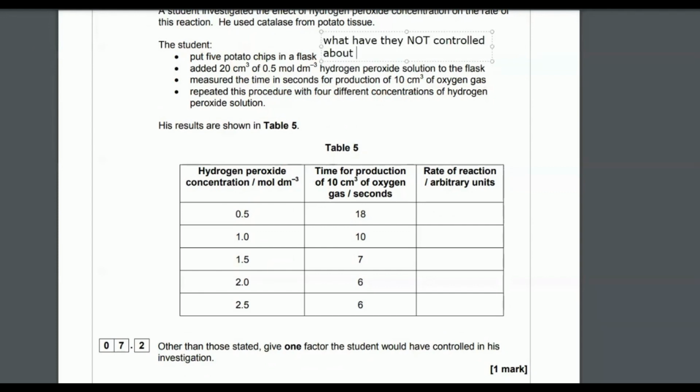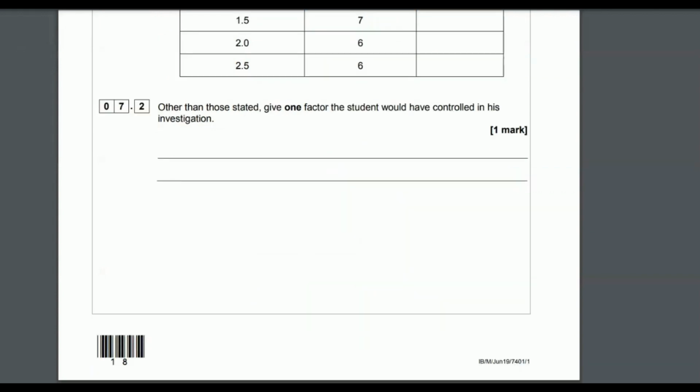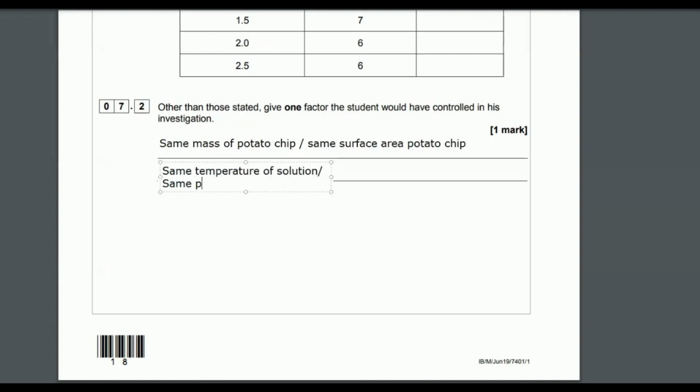Other than the one stated, give one factor the student could have controlled. So they want to know a variable they could have controlled. What have they not controlled about the potato chips? So if you check out the potato chips, what haven't they said that they kept the same? They kept the volume and the concentration of hydrogen peroxide the same, but they didn't control the mass of potato chips. So you either want to control the size or the mass of the potato chip. You might want to control the surface area of the potato chip. So there's all different things that could affect the rate of reaction.